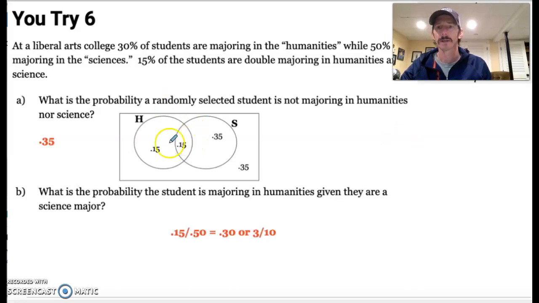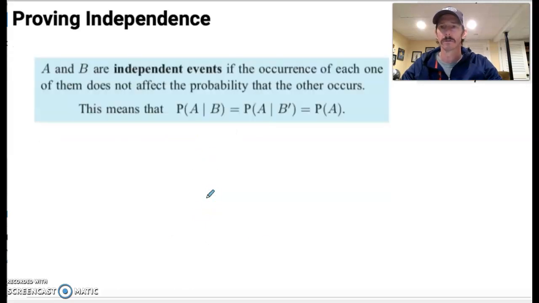All right, let's take a look. There's my Venn diagram. Notice I start in the middle. 15% had both of these, humanities and science. A total of 30 were in humanities, so those add up to 30, 50 there. And again, these weren't given as counts. These were already given as probabilities, so I can just use those values in answering my question. So not majoring in humanities nor science, that's this group right here. Probability of students majoring in humanities given they're a science major, so I'm only interested in my science majors. That's why that's on the bottom, and of that group, that's on the top, and there you go.